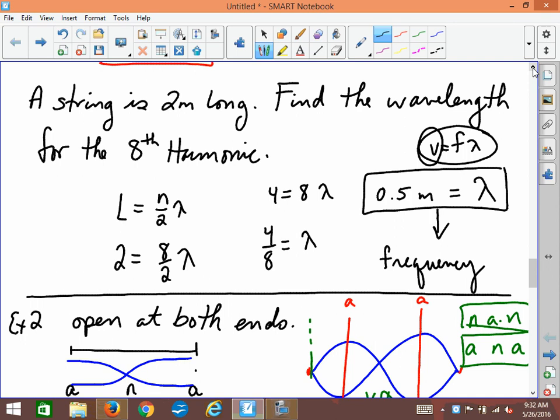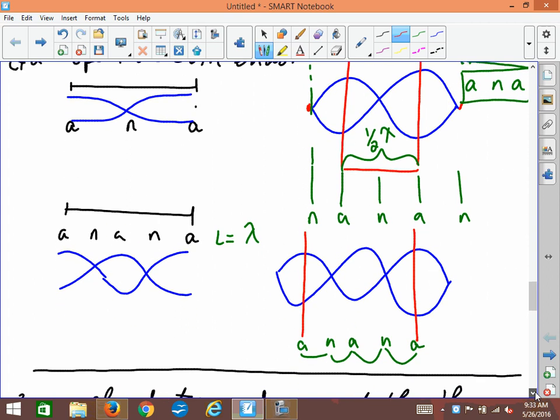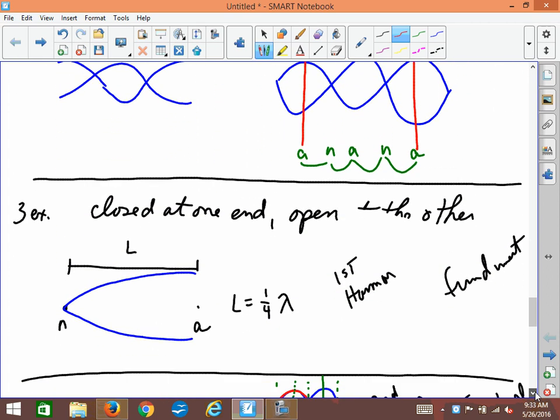Okay, a string is 2 meters long. Find the wavelength for the 8th harmonic. We should add in here, the question would have told you closed at both ends. Just in case you missed that. Because you need to know, right? Because it's a different formula, as we see, for one end open. And of course, this could also work for open at both ends. And then the formula we have just discovered now will work for closed at one end, open at the other.